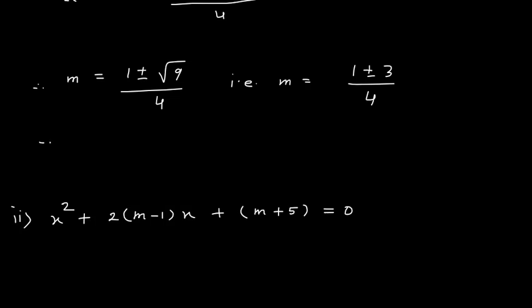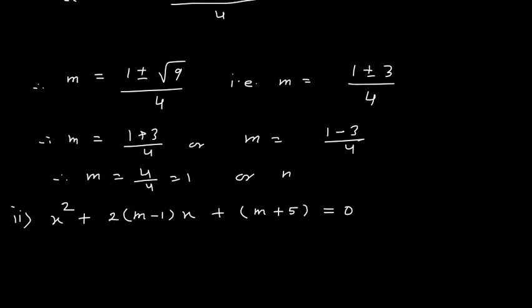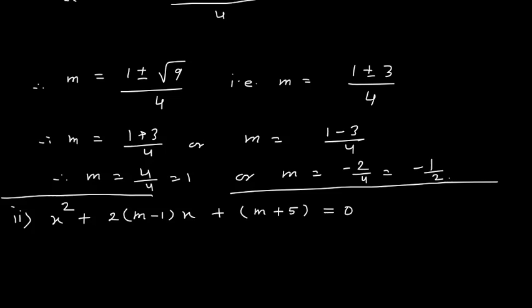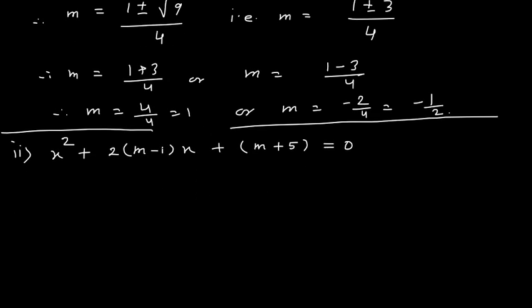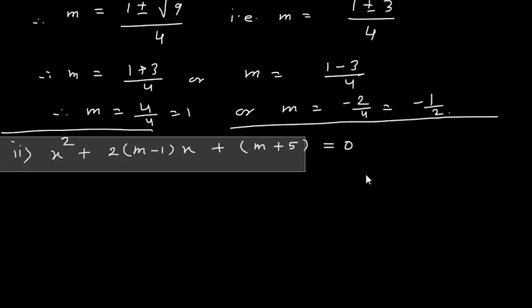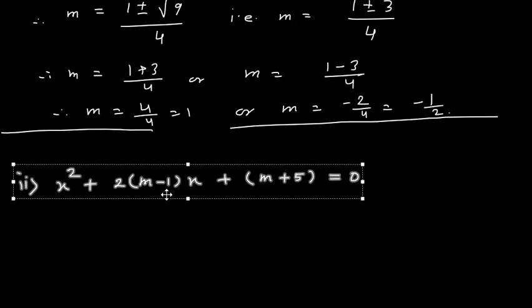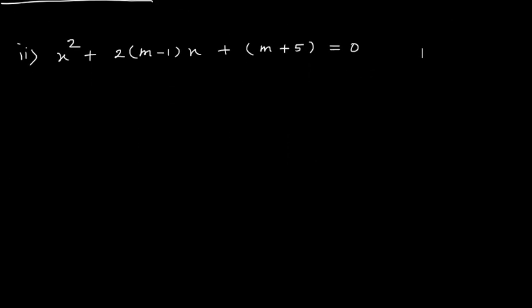So this gives me therefore the value of m as 1 plus 3 upon 4, or the value of m as 1 minus 3 upon 4. So therefore you have m is equal to 4 upon 4, that is 1, or m is equal to minus 2 upon 4, that is minus 1 upon 2. So this is the value of m. The second problem you can also solve in the same manner. So always you must solve the problem first by yourself, and then you should see what solution I have done, right?